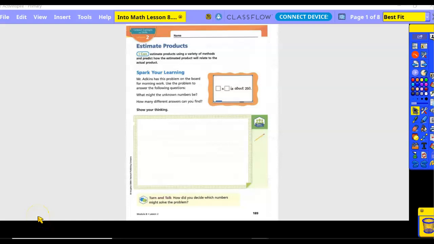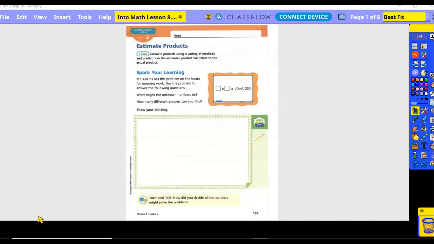Fourth grade math lesson 8.2. Estimate products. I can estimate products using a variety of methods and predict how the estimated product will relate to the actual product. Spark your learning. Mr. Atkins has this problem on the board. For morning work, use the problem to answer the following questions.